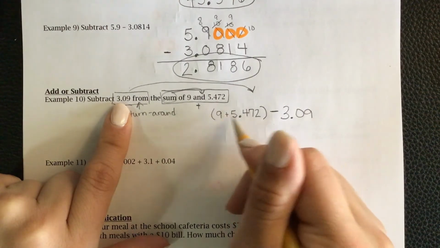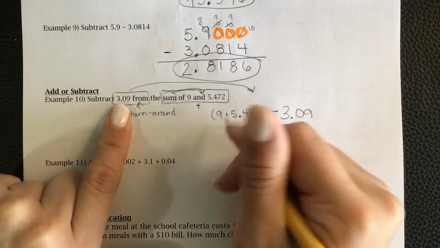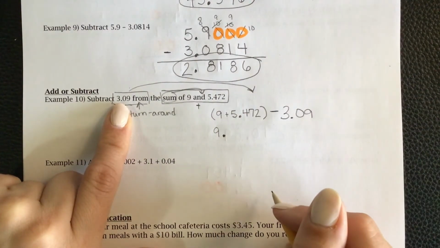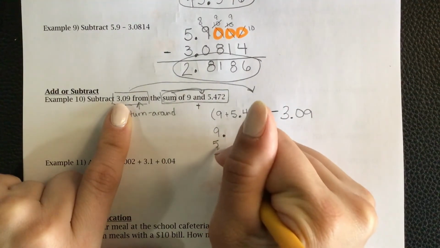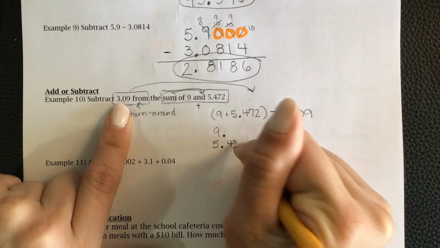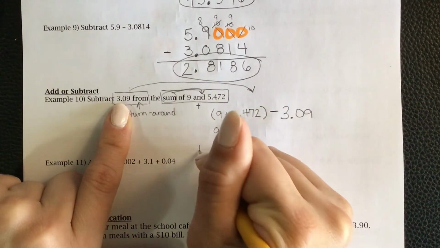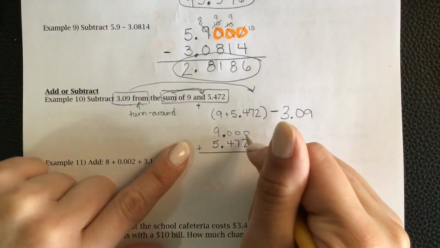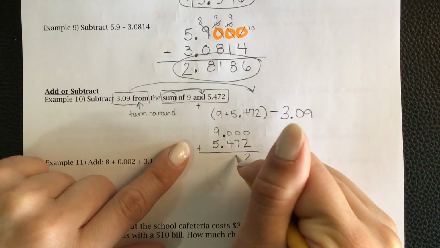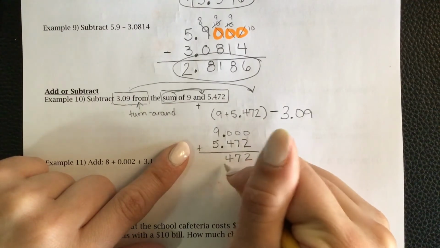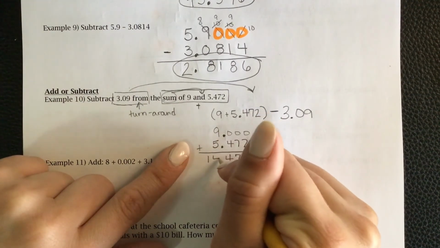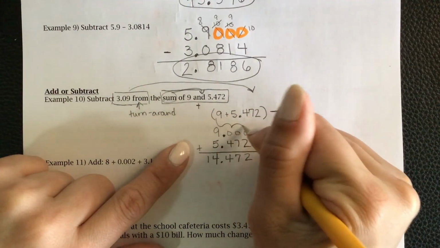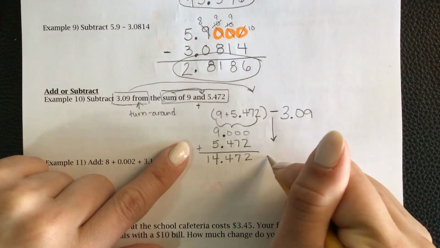So we're going to add first, and when we add, we have 9, which has a decimal point after it because it's a whole number, and 5.472. We're going to add those together. Remember, we have zeros here. So 0 plus 2 is 2, 0 plus 7 is 7, 0 plus 4 is 4, and 9 plus 5 is 14. So now that we've added this together, we're going to bring the rest of this down.